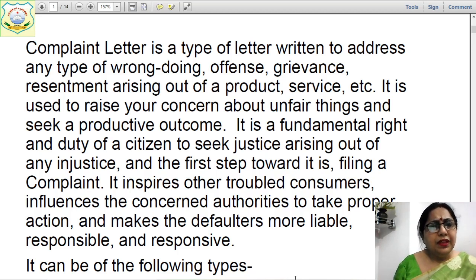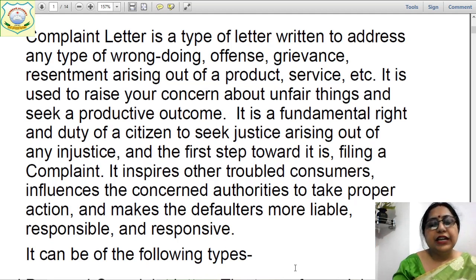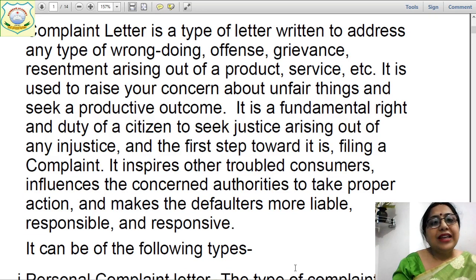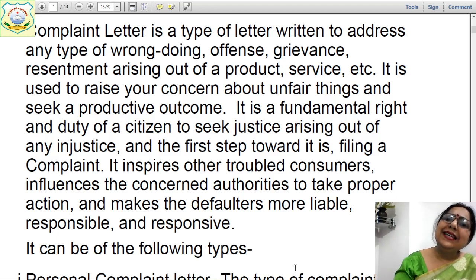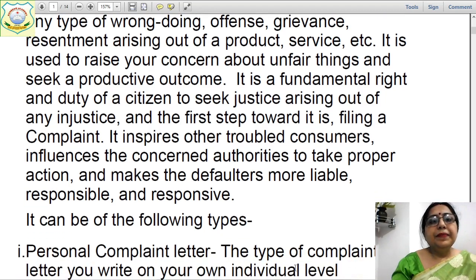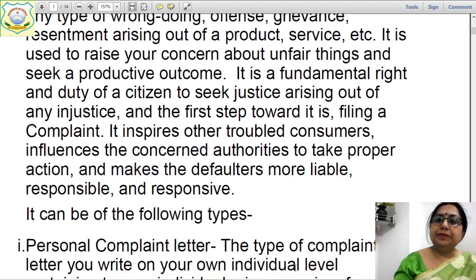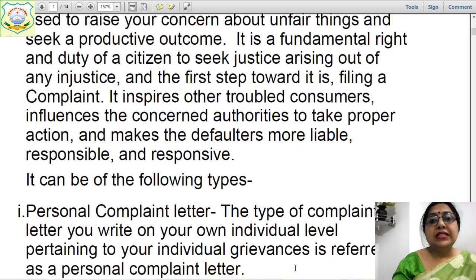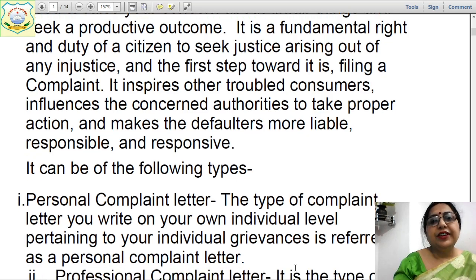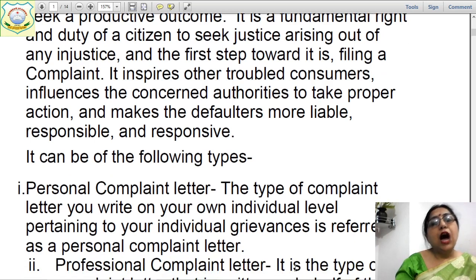Right, children? So, again, I'm back with your complaint letter. A complaint letter is a type of letter written to address any type of wrongdoing, offense, grievance, and resentment arising out of a product, service, etc. Got it, children? It is used to raise your concern about unfair things and seek a productive outcome. It is a fundamental right and duty of a citizen to seek justice arising out of any injustice.